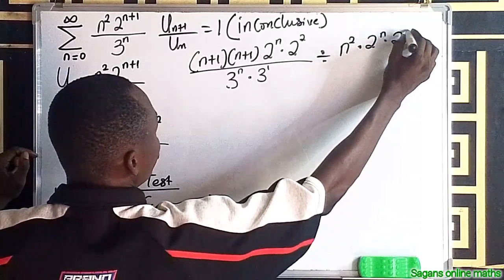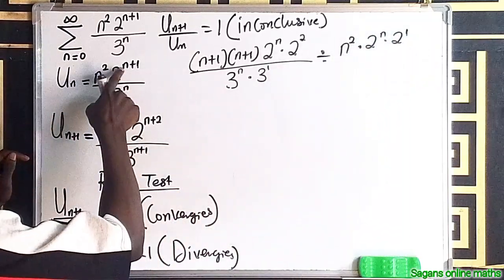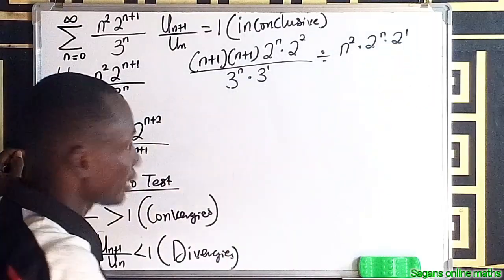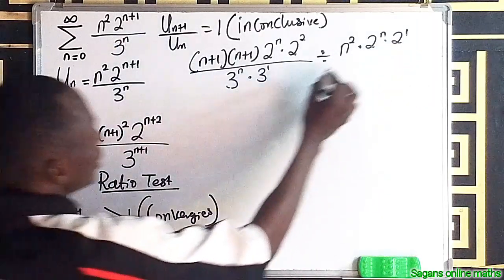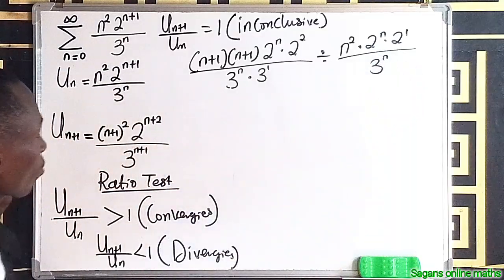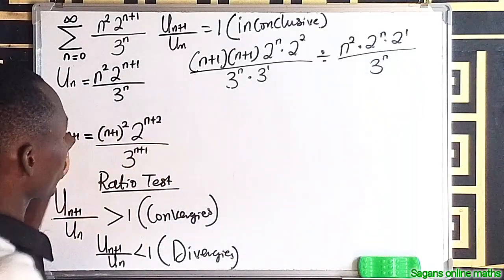multiplied by 2 raised to the power of 1. Because if I have n plus 1 here, if I take a single base and add the powers by the properties of indices, I'm going to have exactly what is here. Then divided by 3 to the power of n. Now, let's simplify this further.